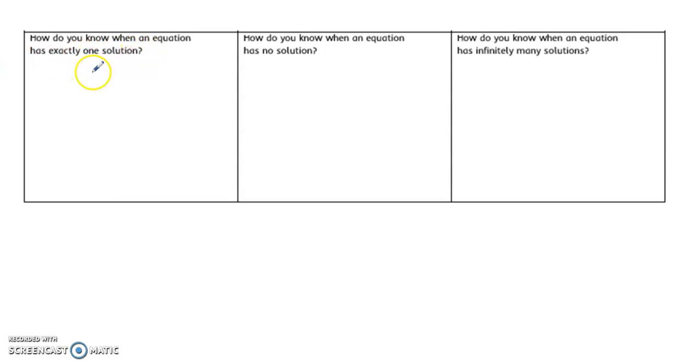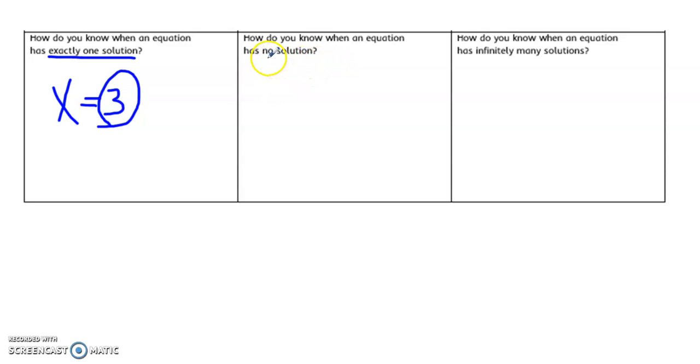How do you know when an equation has exactly one solution? You know that an equation has exactly one solution when you come up with an answer like x equals 3. Then you know that 3 is the only solution to that equation. So if you come up with an answer that only has one number at the end, that means it has exactly one solution.